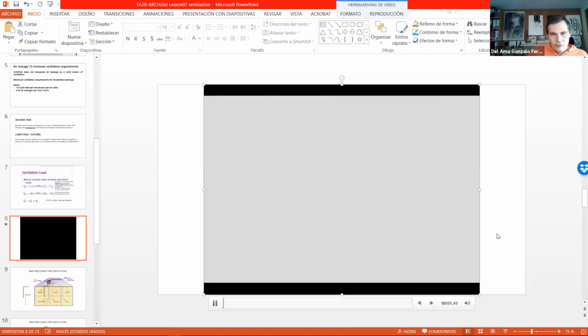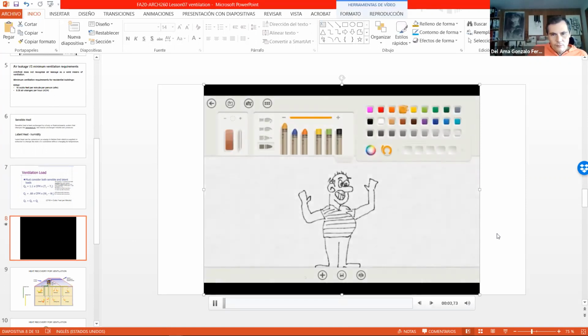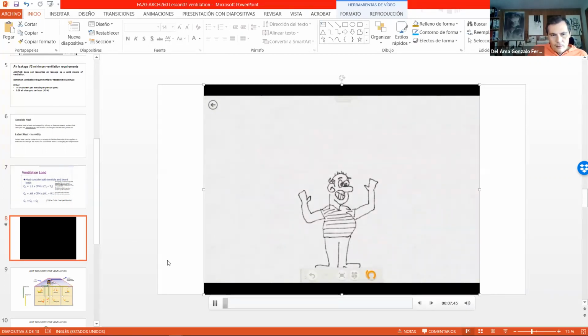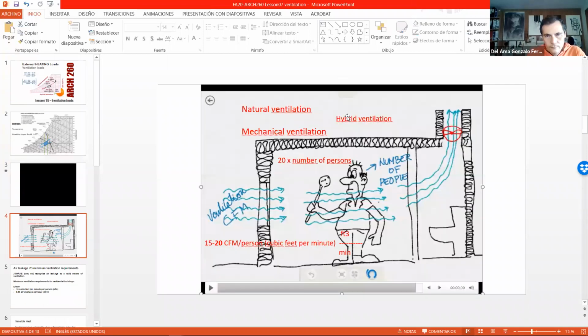Okay, so now we are explaining the concept of heat recovery. That's another important concept. If we have mechanical ventilation or hybrid ventilation, we have to use a heat recovery. And why do we have to use this?